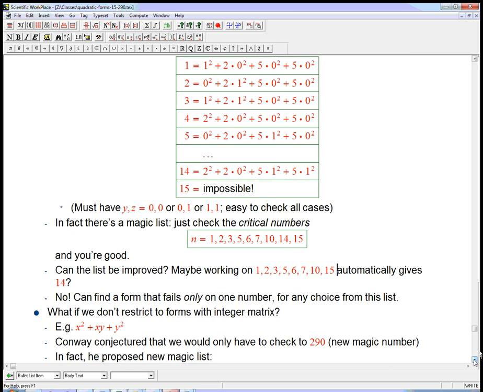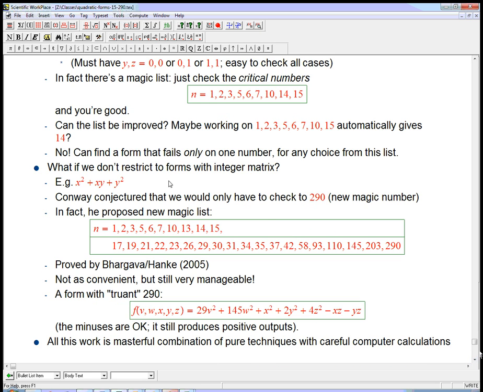Now, just to finish up, what about if we don't restrict to forms with an integer matrix? I've referred very vaguely to the fact that forms like this really are perfectly good, and you shouldn't exclude them just because they don't have an even coefficient here. This would be something that does not come from an integer matrix.